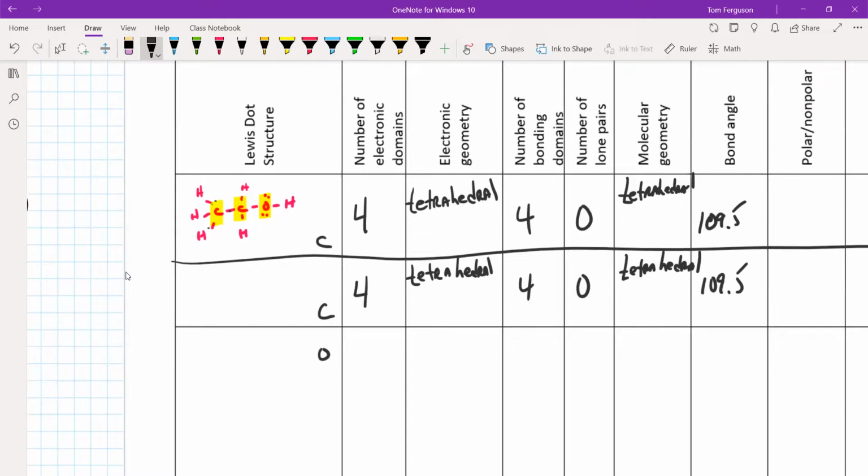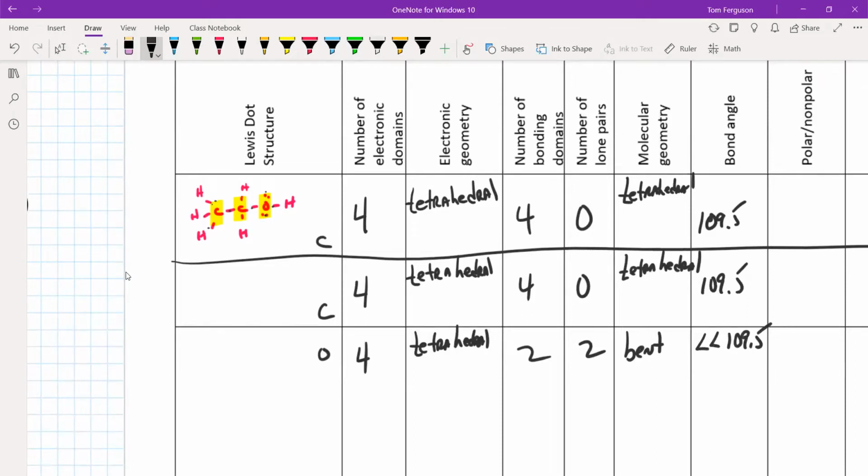And lastly, we're going to do the oxygen. So the oxygen has got 1, 2, 3, 4 electron domains. So again, that's tetrahedral. Only this time we have 2 and 2. We have 2 bonds and 2 non-bonds. And the molecular geometry for that is bent. And the angle is significantly less than 109.5.